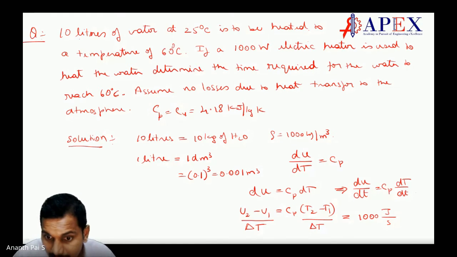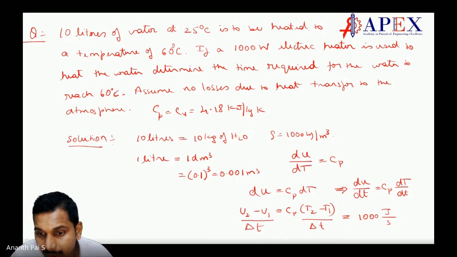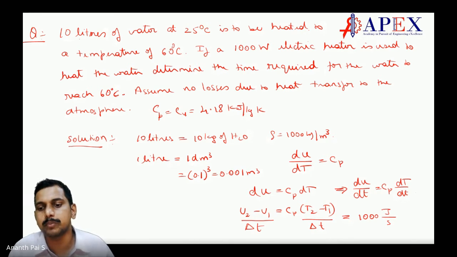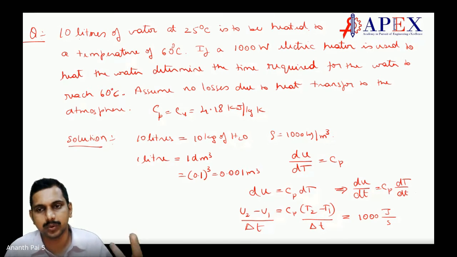From here we have to understand Cp is given, delta time. I'm sorry, not capital T, small t, time. Okay, time we have to find out. What you have to write? Cp into T2 minus T1 divided by 1000. You will get the answer.